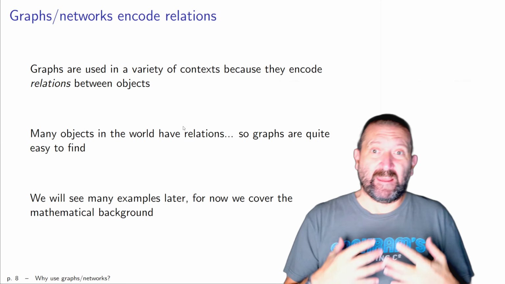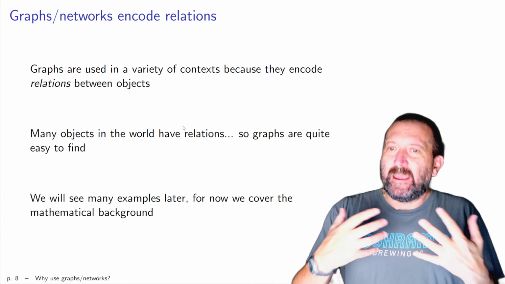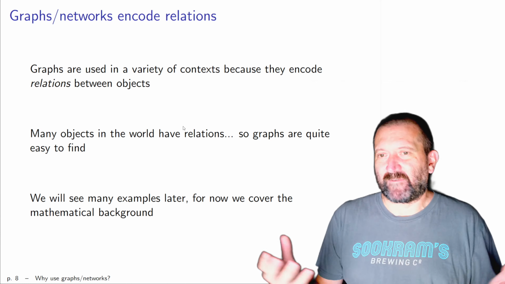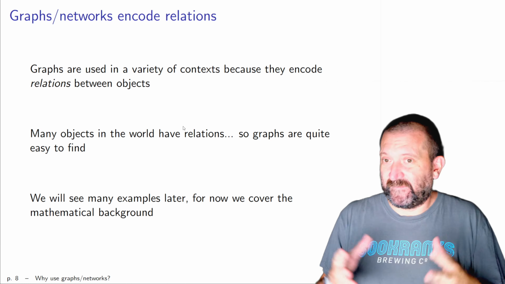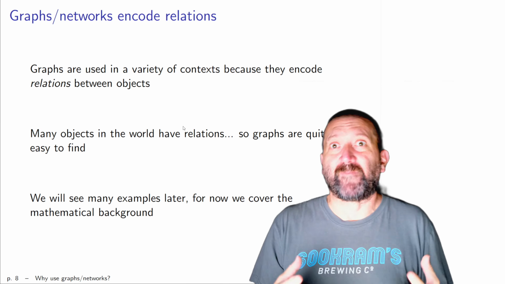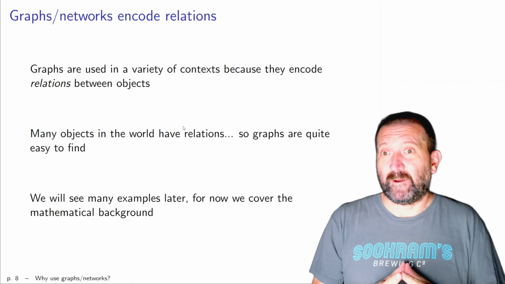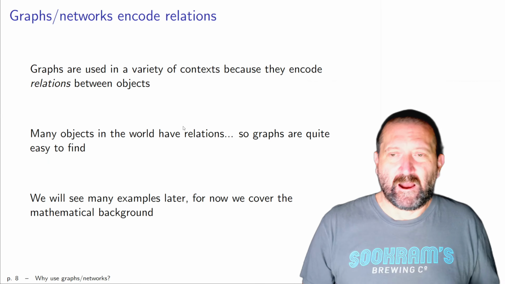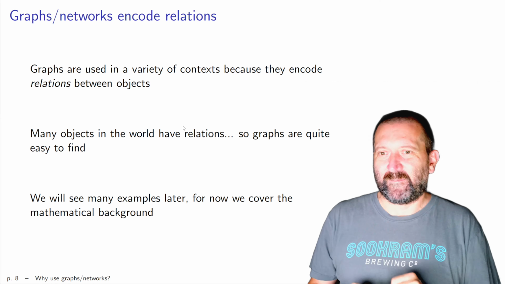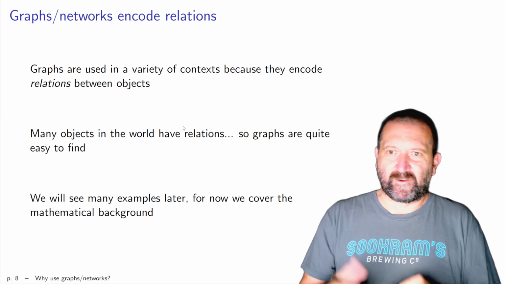So that means that if you want to encode in your data the relationships that may exist between objects of all types, then thinking in terms of graphs is a very useful way of doing things. And you will see, as I said, many examples of that. Okay. So for now, let's look at the math. This is going to keep us busy for 2 or 3 lectures, and then we'll move on to examples per se.